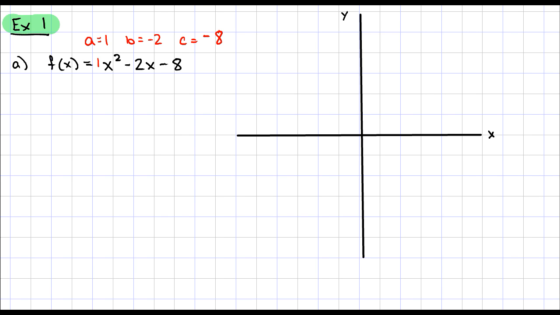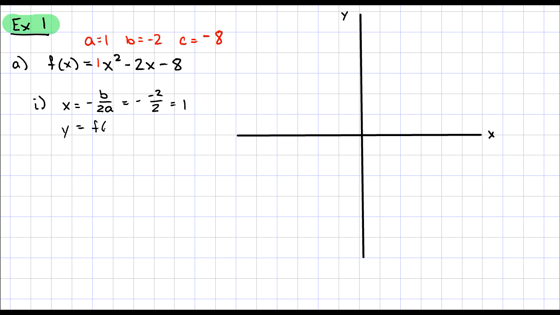Okay, so if you've read through the notes, you've seen, in part 1, we're asked to find the vertex. The x-coordinate of the vertex is found by using the formula minus b over 2a. So that would be minus a negative 2 over 2, or a positive 1. And the y-coordinate we obtain just by plugging the x-coordinate back into the function.